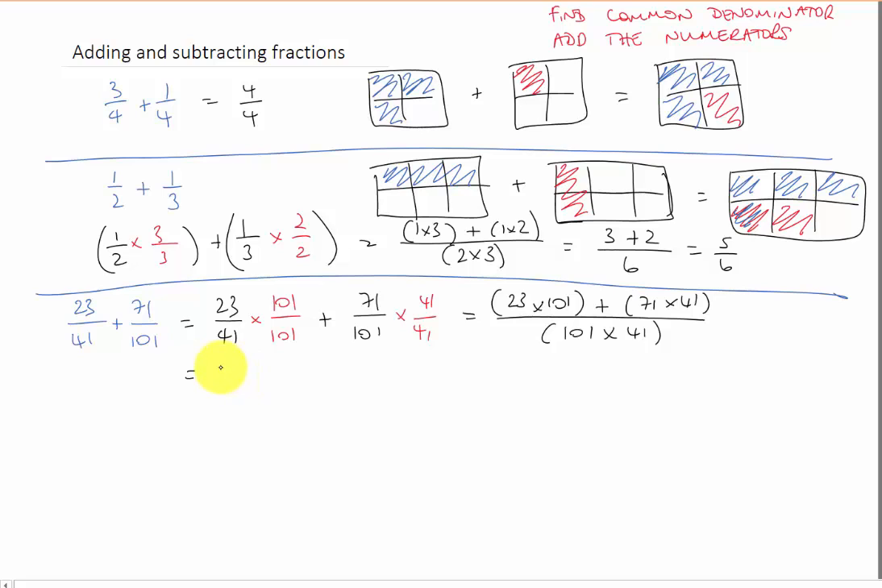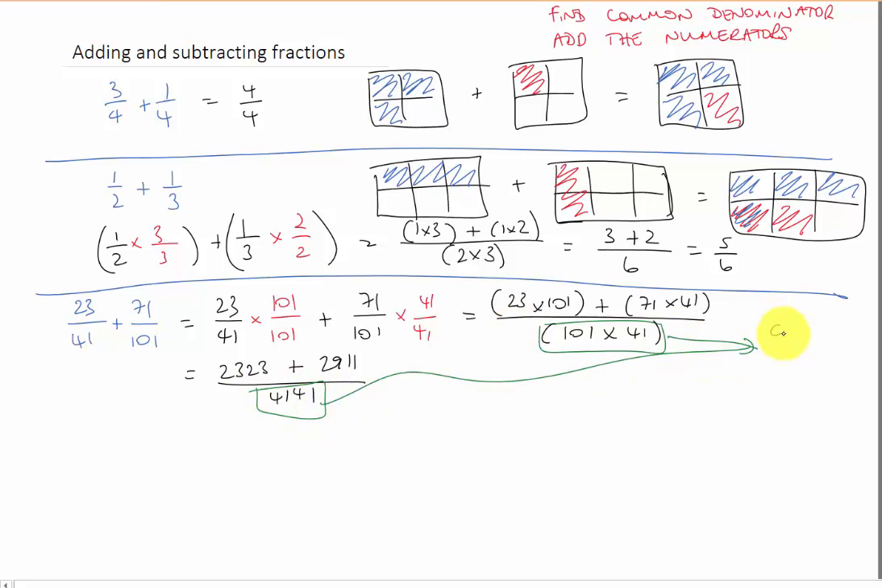So that, if we multiply those together, that's 2323 plus 2911 over 4141. So this is our common denominator. And now we just add together the two numbers in the numerator, so that would give us 5,234 over 4,141. So the same principle applies.